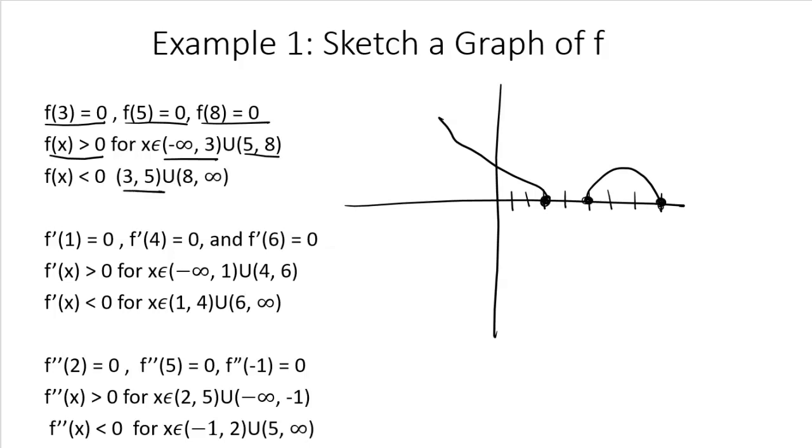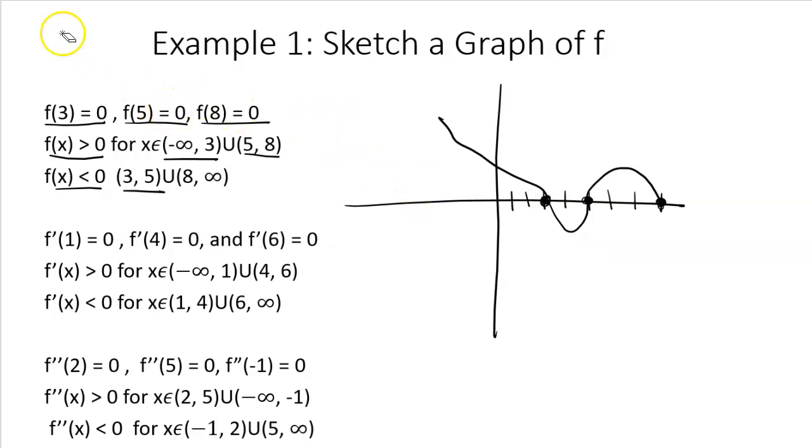Between 3 and 5, it should be below the x-axis. So now I have to make these loops because it needs to connect those dots. Right? We know that those dots have to be on our graph, so it can't go down forever. It's got to start here, come back up, and hit that dot. So that's why it looks like a little loop.